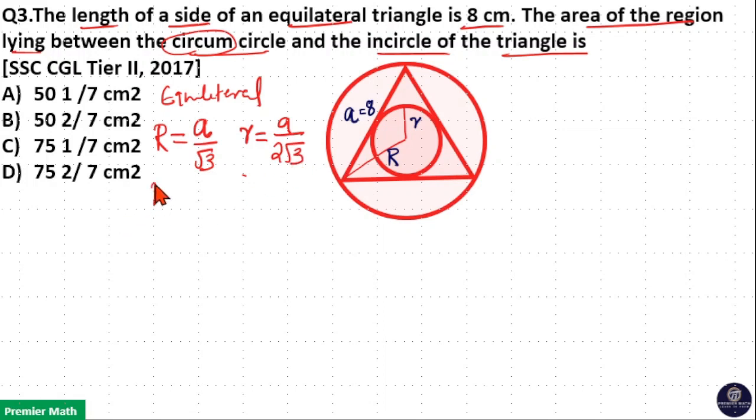Which means here capital letter R radius, that is the radius of the outer circle, is equal to 2 times the radius of the inner circle. That is, capital letter R is equal to 2 times the small letter r. That is, the radius of the outer circle is equal to 2 times the radius of the inner circle.